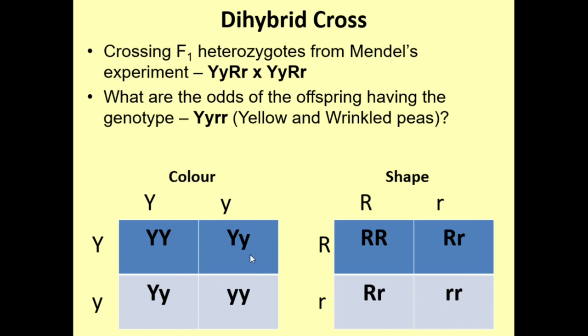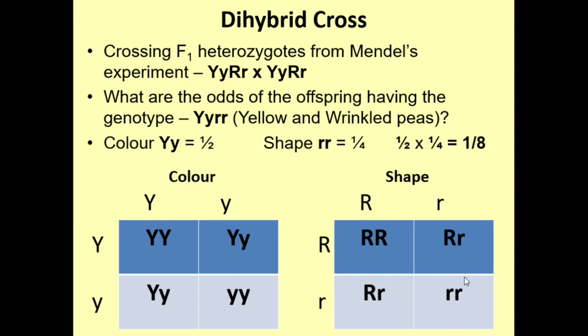So we've got 1 out of 2 and 1 out of 4. And then we can just multiply those two together. So we can multiply 1 over 2 by 1 over 4, and that will give us 1 out of 8. What are the odds of getting this genotype from this cross? Well, it's 1 out of 8.